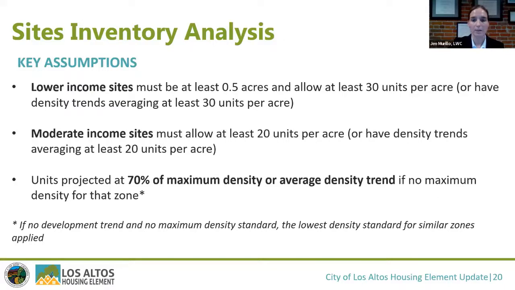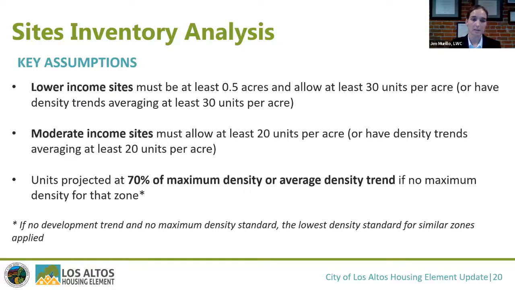Now, there are a lot of mixed-use zones in the city that don't have maximum densities. And so in those cases, we're looking at the pipeline projects that are being developed and coming in for entitlements with the city, and looking at the density trends of those to have an indication for categorizing sites according to income level. So still using 30 units per acre as the criterion for lower income.